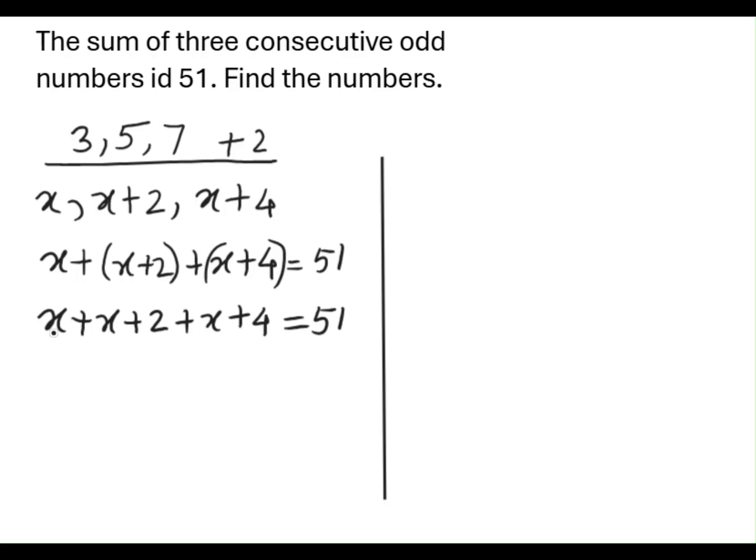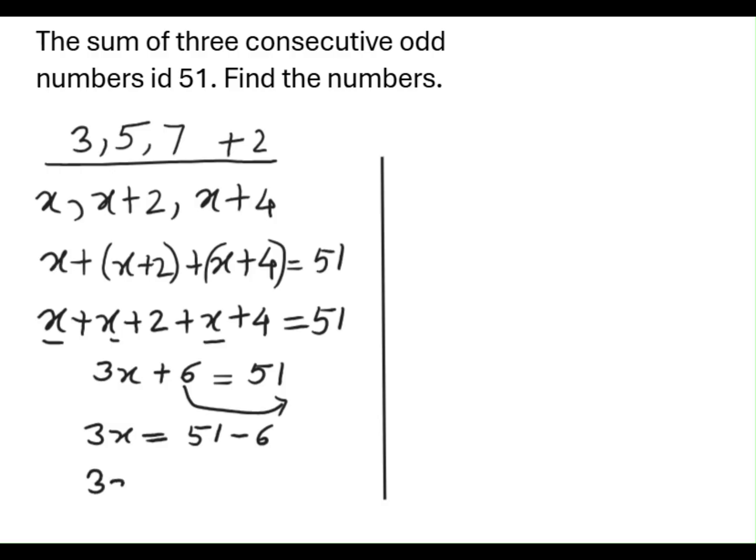x plus x plus 2 plus x plus 4 is equal to 51. Now all the x terms we can add. How many x terms are there? 3 x terms are there. So in total we can write 3x plus, what are the numbers? 2 and 4, and when we add them we get 6, is equal to 51. Now 6 can go to the other side and it will go as minus 6. So we will get 3x is equal to 51 minus 6. Now 51 minus 6 will be equal to 45.